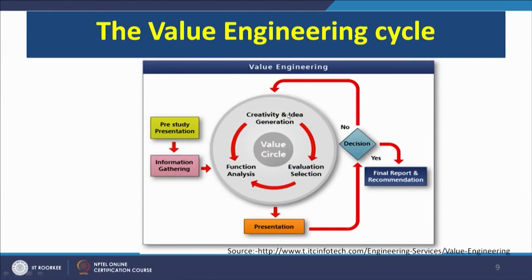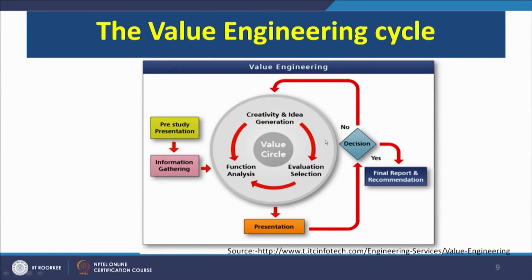So, creativity and idea generation is the backbone of value engineering. Then we do the evaluation and selection of the ideas, and then we do the functional analysis, to check whether the desired function that the customer wants is achieved by our idea or not. If it is achieved, then we go further and we do the final report and recommendation. So maybe this is the value cycle: creativity, idea generation, evaluation, functional analysis, and finally the decision whether the product will be successful or whether the idea can be taken further for developing it into a tangible product or not.